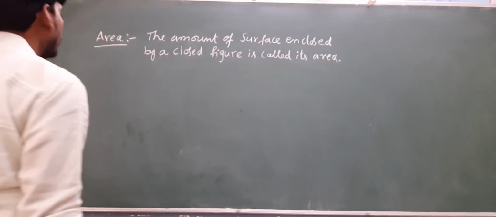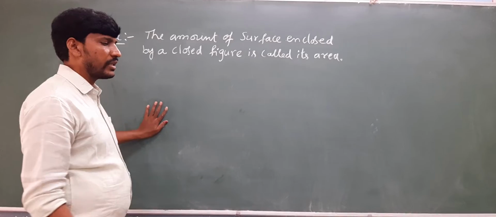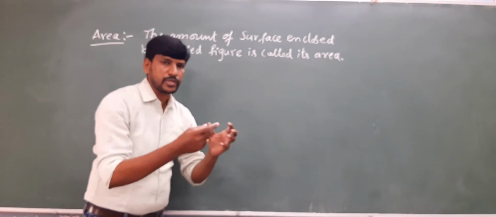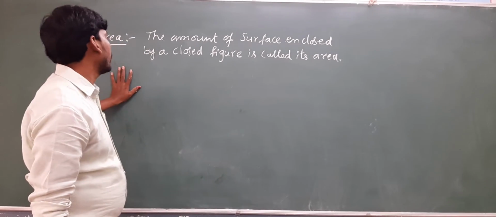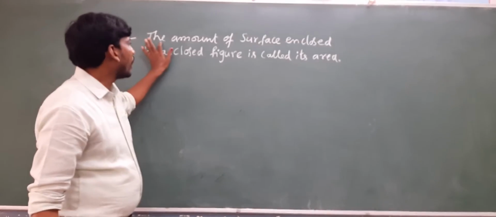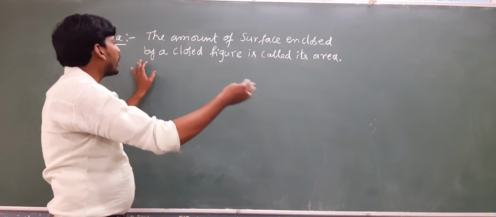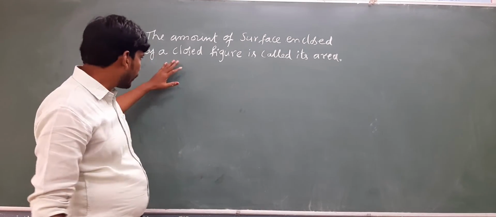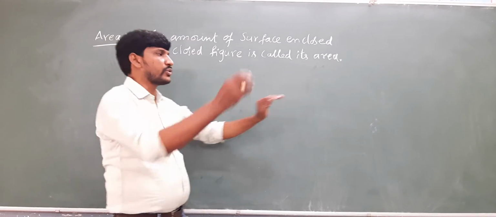Now, here is the mathematical definition of area. Generally, you can say that a figure occupying some space is called area. But coming to the mathematical definition, area is the amount of surface enclosed by a closed figure. Enclosed by a closed figure is called its area. I hope you understood that.